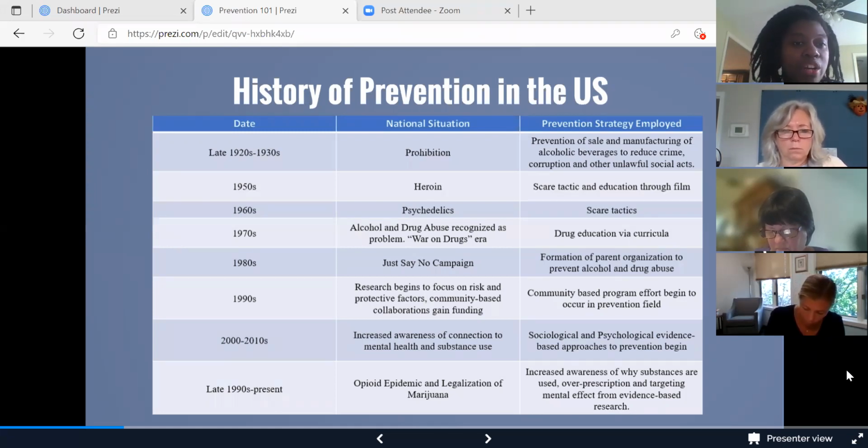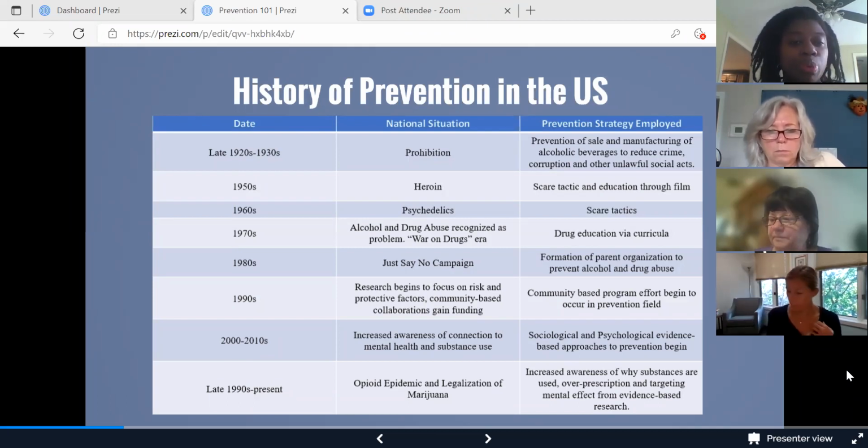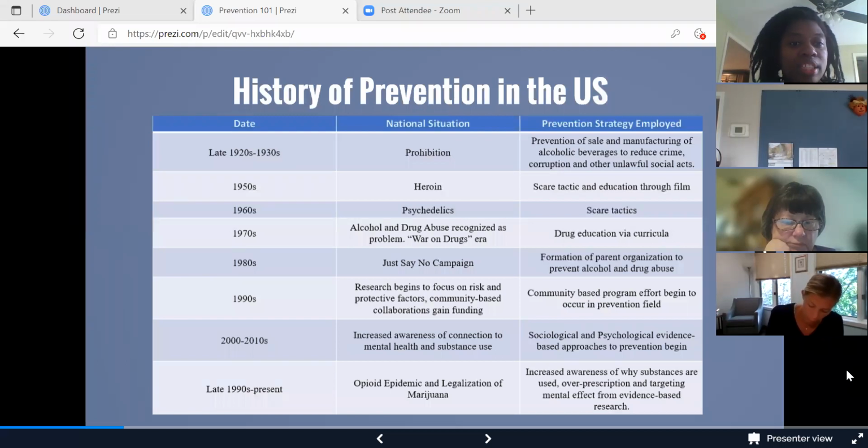As we get to where we are now, we notice that we have a large epidemic of opioid use, as well as the increased legalization of marijuana within the United States. And now we also have an abundance of information that connects substance use with mental health, as well as looking at the social and psychological evidence-based approaches to prevention as we move forward in our efforts.